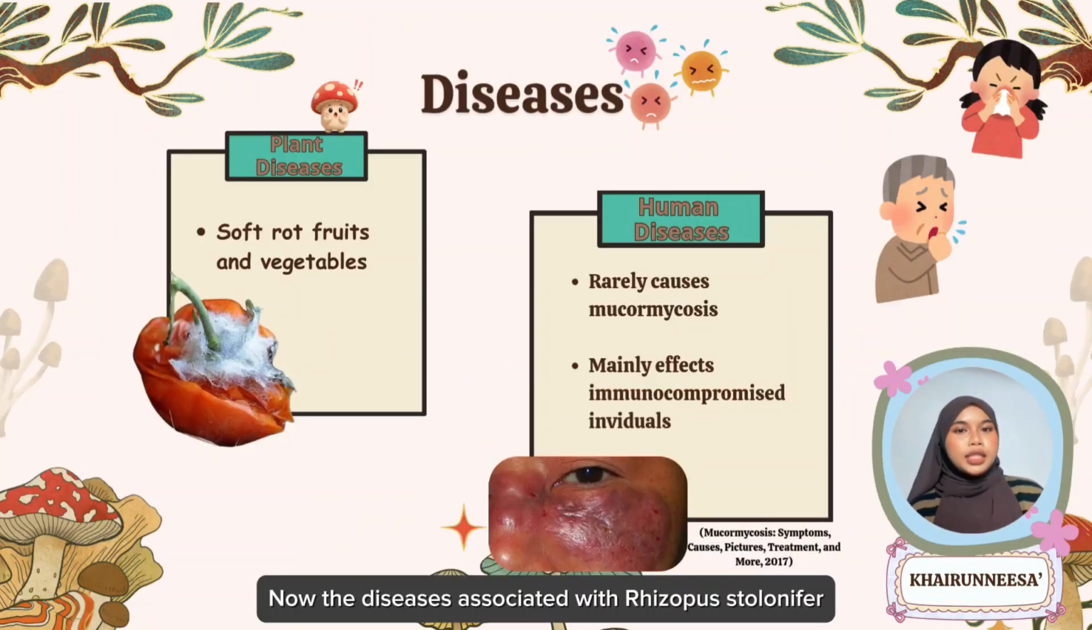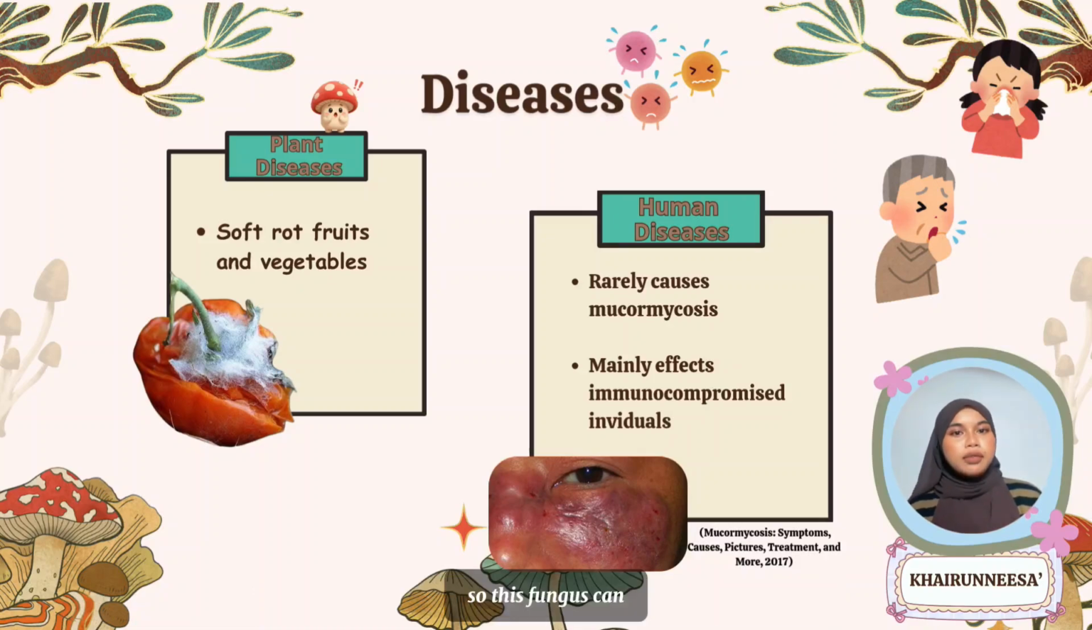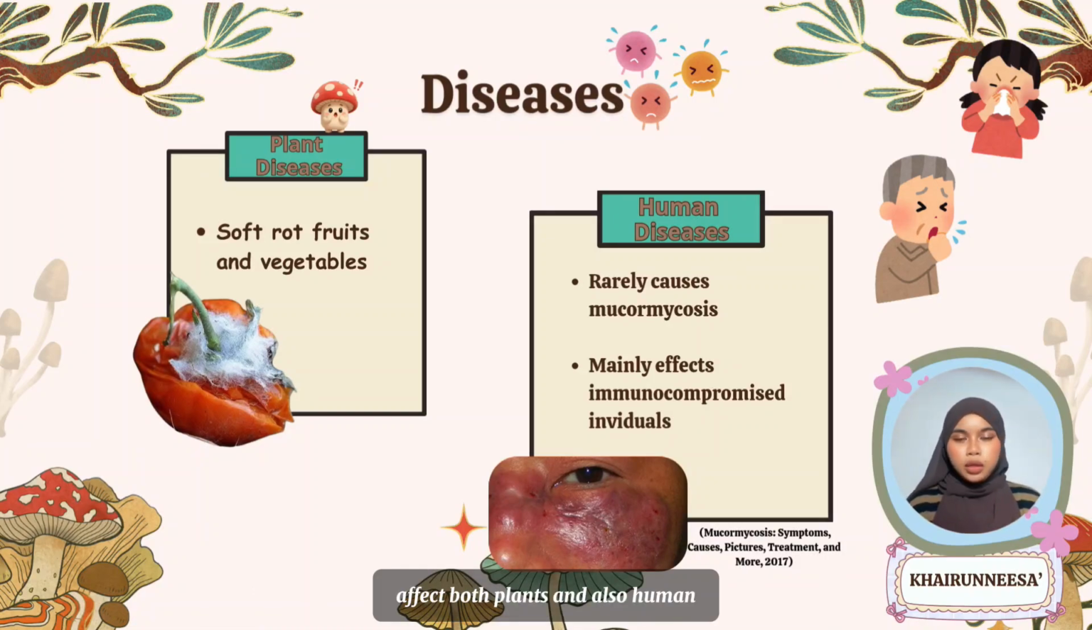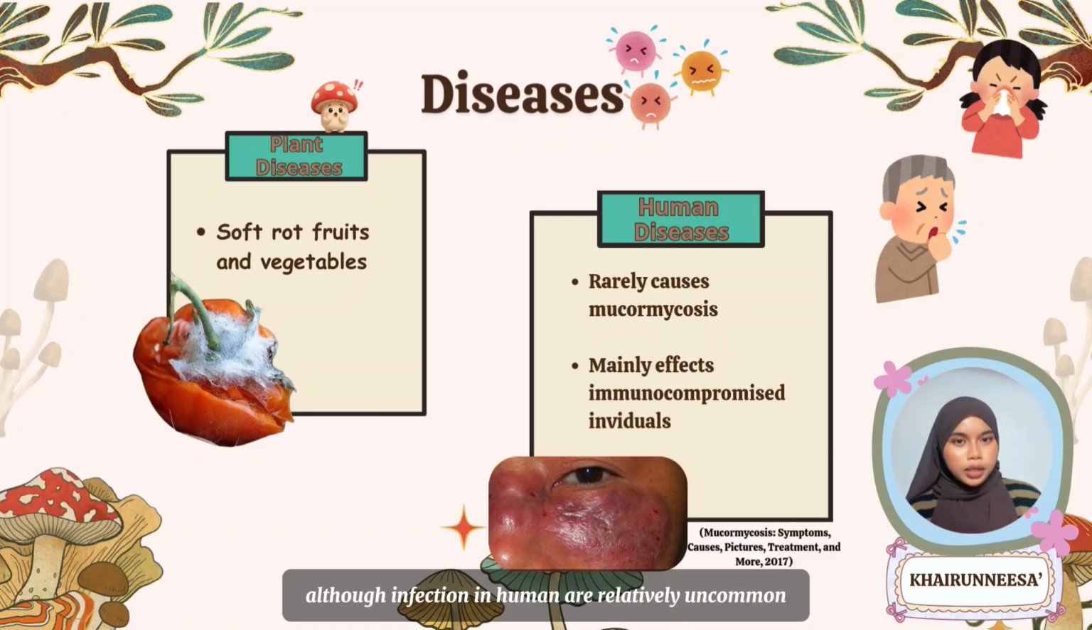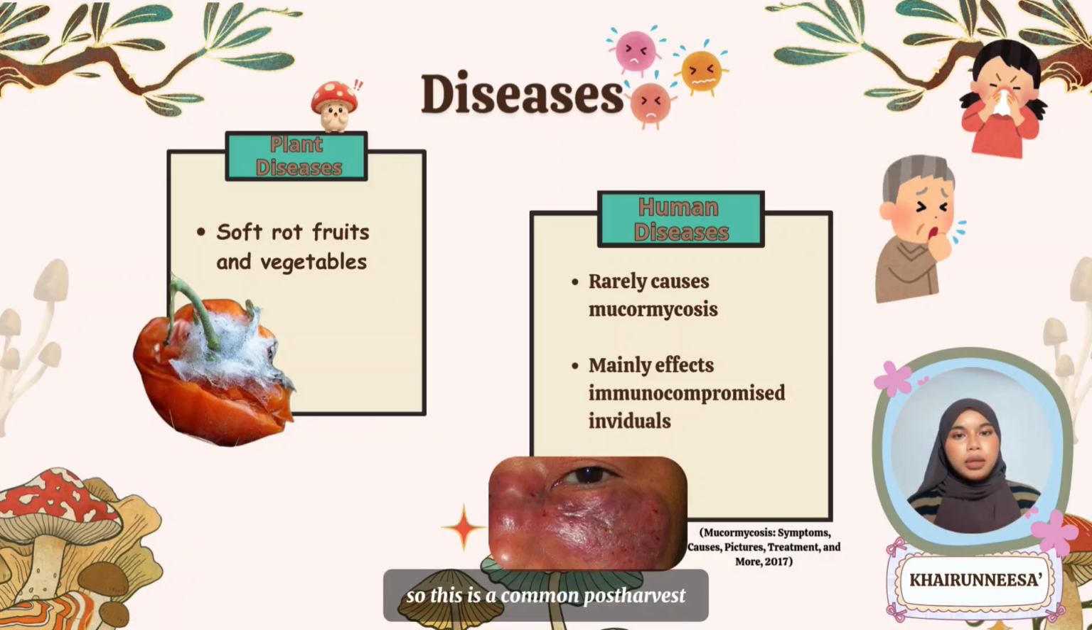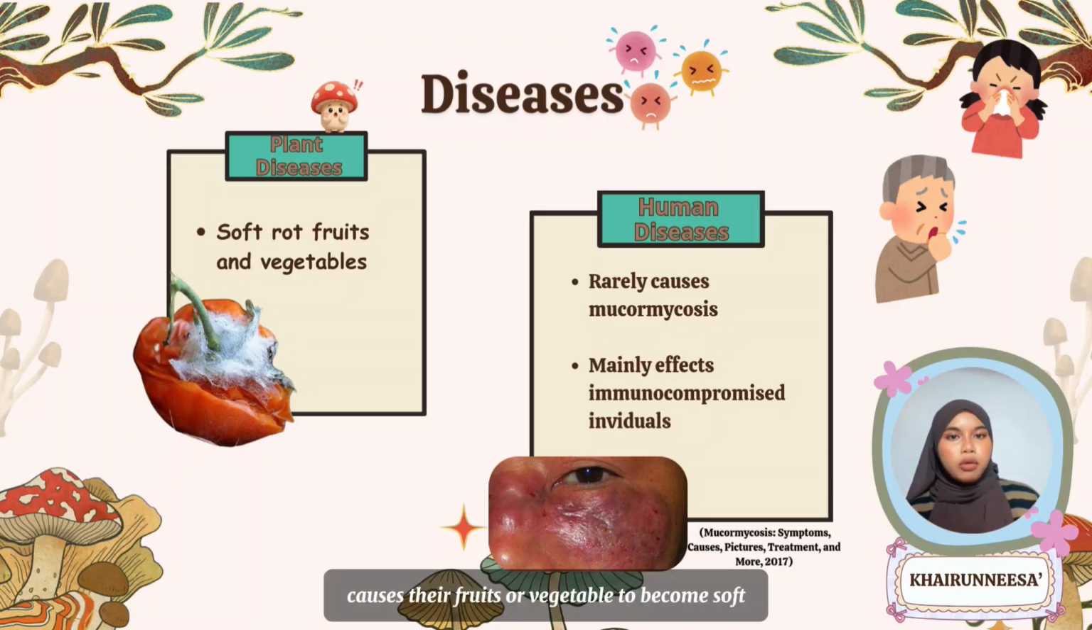So let's move to the diseases associated with Rhizopus stolonifer. This fungus can affect both plants and also humans, although infection in humans is relatively uncommon. So because of that, we jump to the plant disease first. Rhizopus stolonifer is best known for causing Rhizopus soft rot. This is a common postharvest disease of fruits and also vegetables. It usually infects produce through wounds or cuts that occur during harvesting, handling, or transportation. Once the fungus enters the damaged tissue, it will grow rapidly, causing the fruits or vegetables to become soft, watery, and also at the end it becomes rotten.